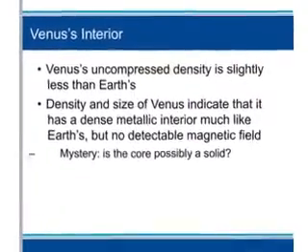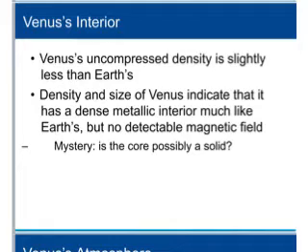So Venus's interior: the uncompressed density is slightly less dense than the Earth's. The density and size of Venus indicate that one would expect Venus to have a very dense metallic interior, just like the Earth, that molten core. But Venus does not have any detectable magnetic field, and that's a mystery.